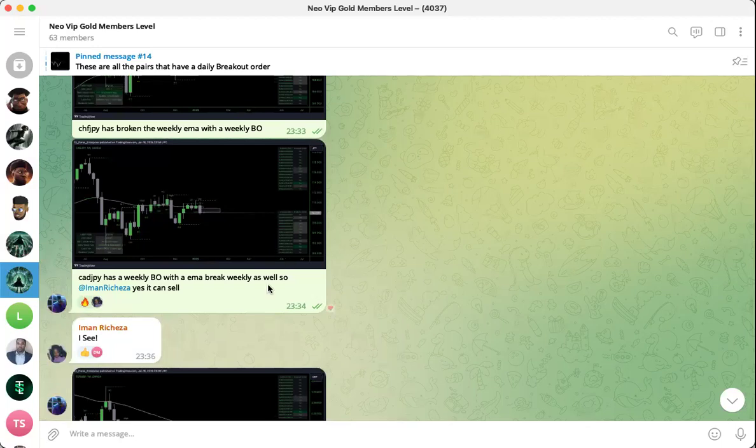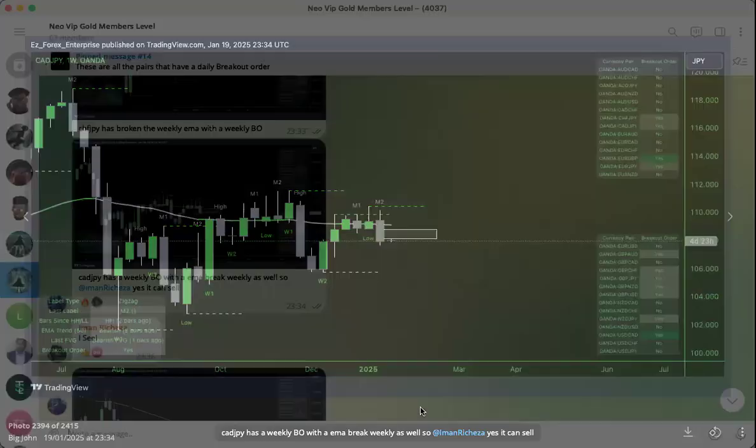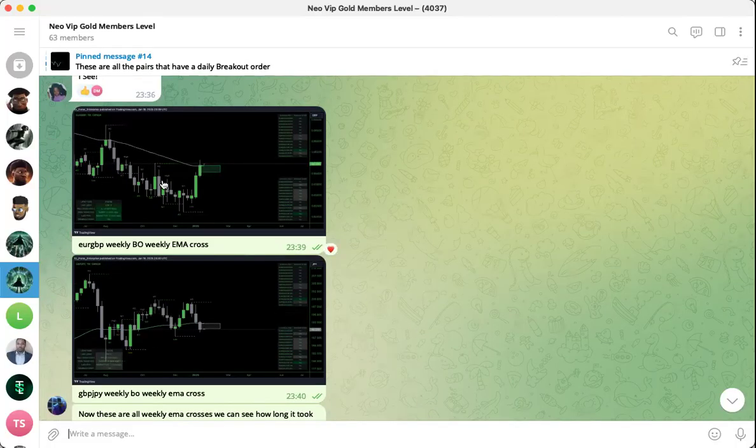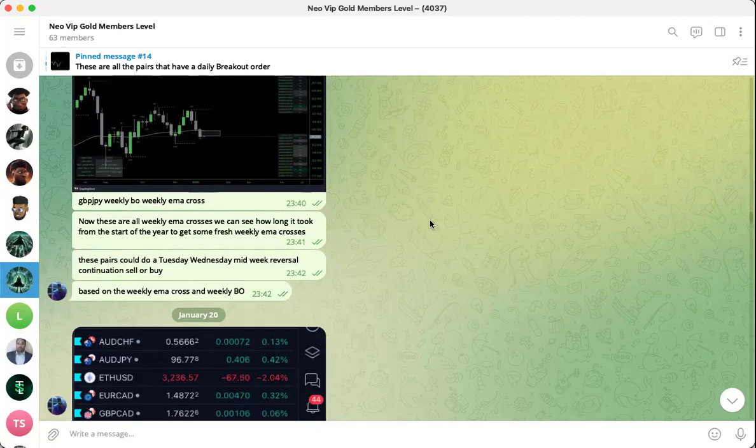So you can see CAD JPY, just letting one of the members know that yes, this pair can still sell. We can still see it there. And then we've got Euro GBP as well, and then we had other pairs.